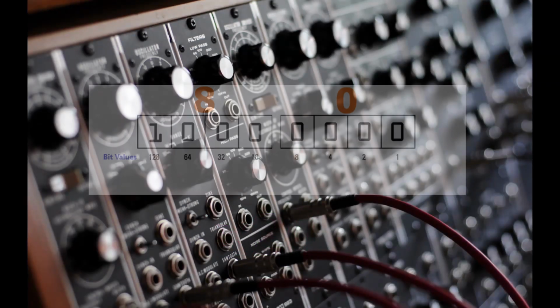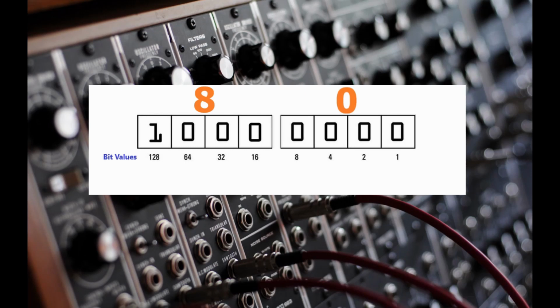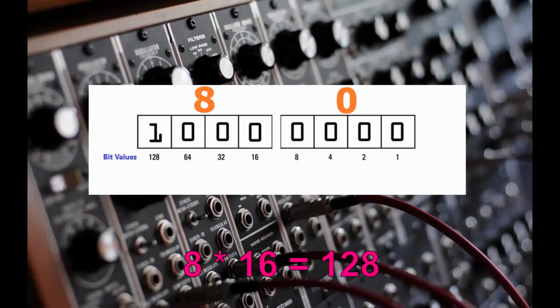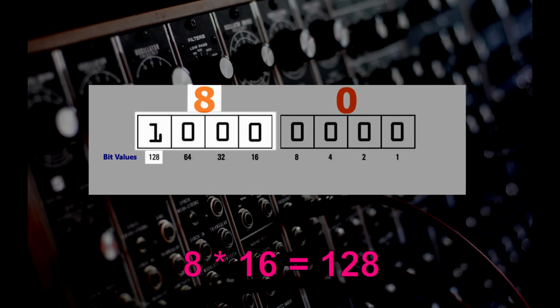What about hex 80? Let's multiply 8 times 16 and we get 128. Hex 80 in binary would be 10000000. Now we can see the bit set is decimal value 128.